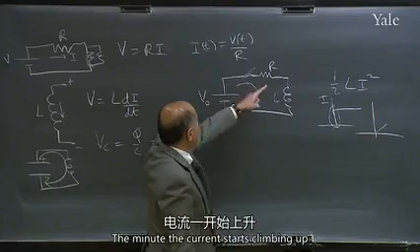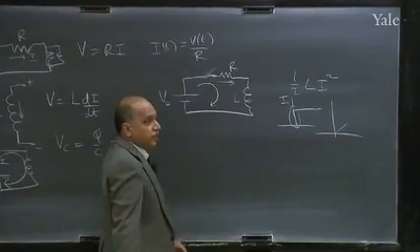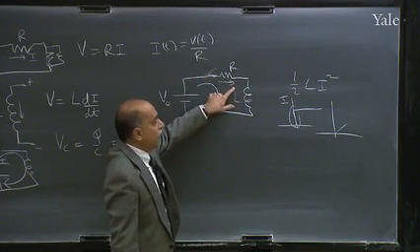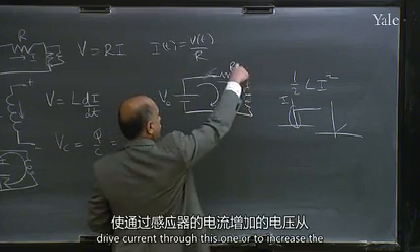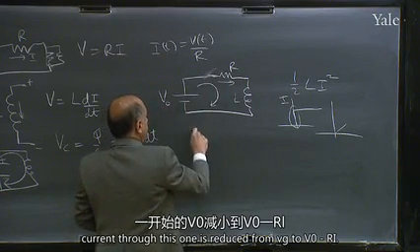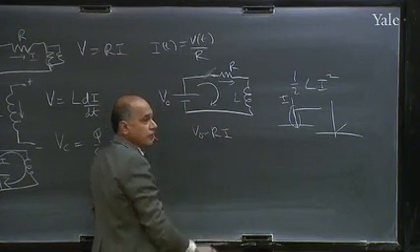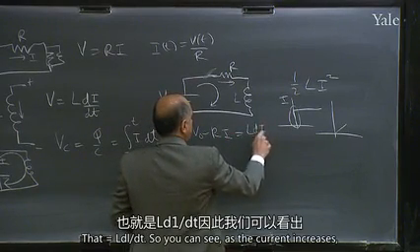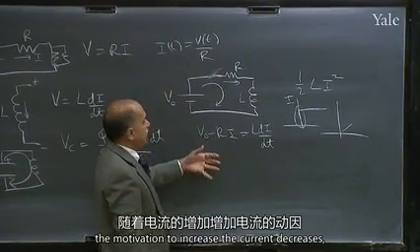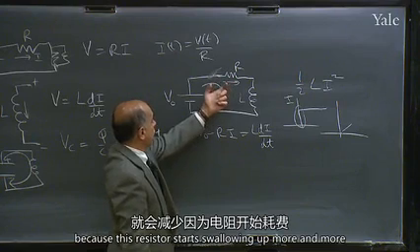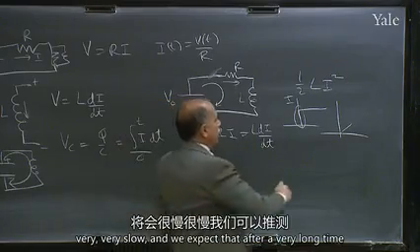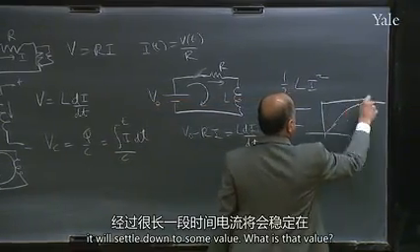The minute the current starts climbing up, it starts flowing through this resistor. There is the resistance times current voltage drop across this. Therefore, the amount of voltage available to drive current through this one, or to increase the current through this one, is reduced from V0 to V0 minus Ri. That's equal to L di/dt. So you can see as the current increases, the motivation to increase the current decreases because this resistor starts swallowing up more and more of this voltage. So the growth in current will be very, very slow. And we expect that after a very long time, it will settle down at some value.